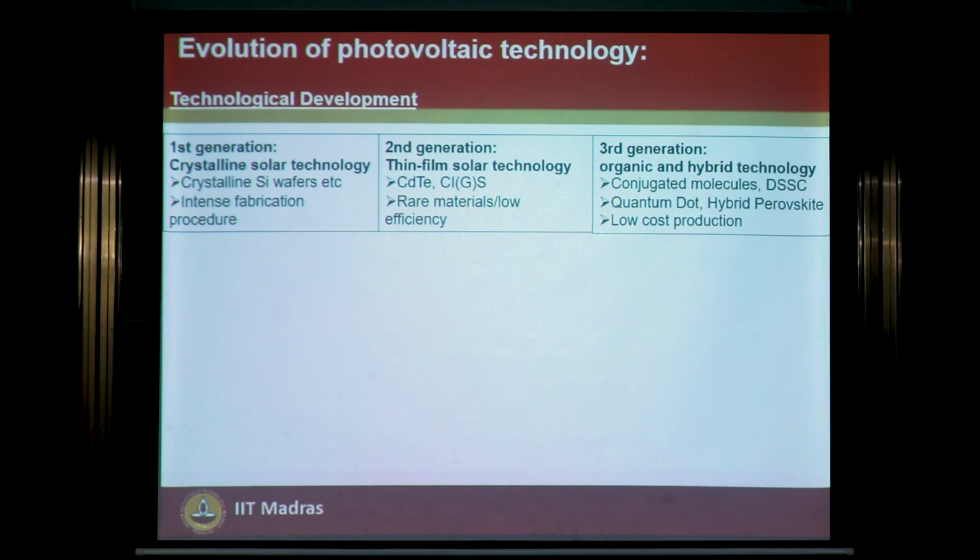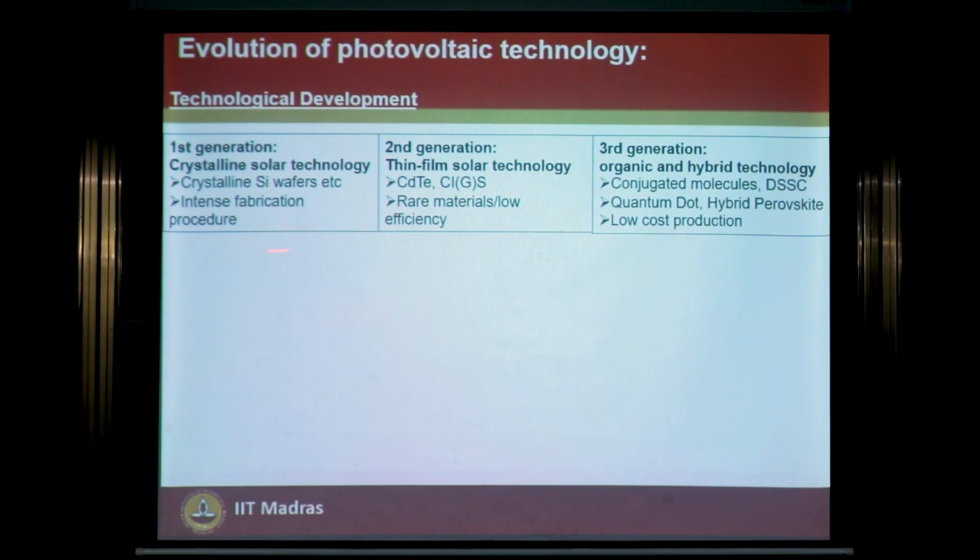So if you look at the photovoltaic technology, there has been an evolution. In the early 1960s and 70s, when photovoltaic technology started out, it started with crystalline silicon-based systems. Basically, silicon, both crystalline and multi-crystalline, has been used in order to fabricate some of the first generation of photovoltaic devices.